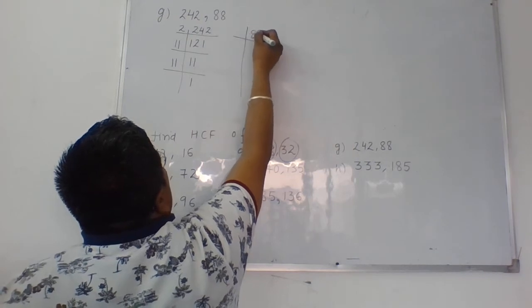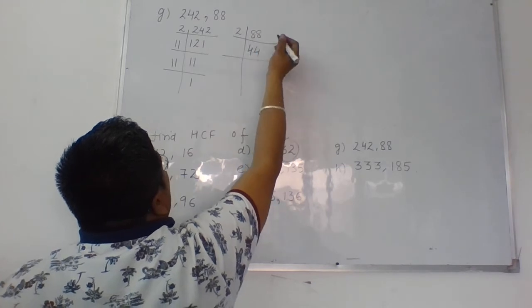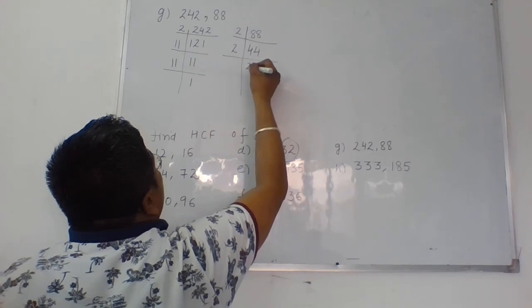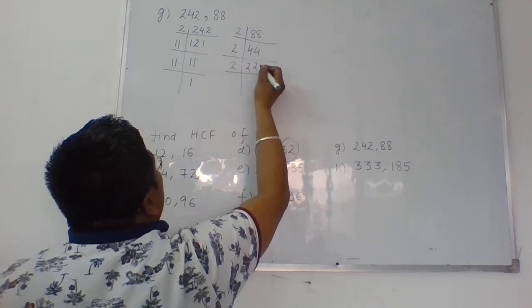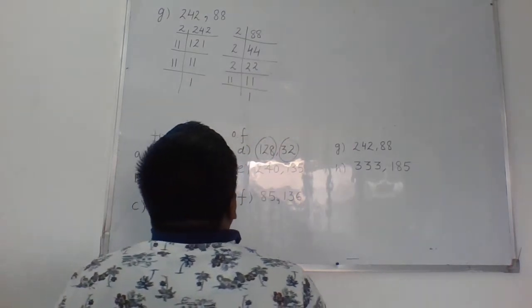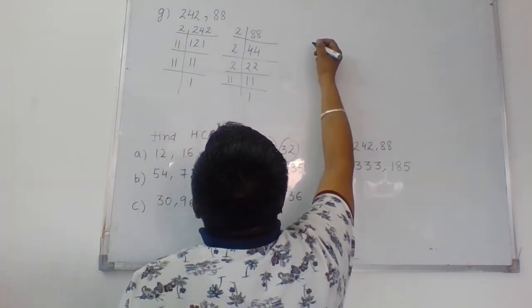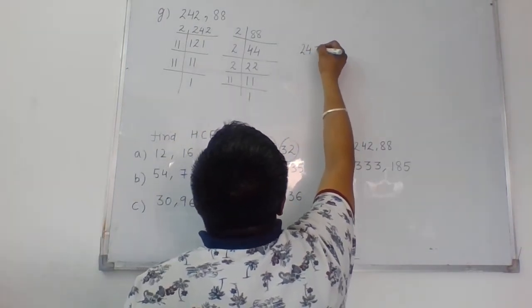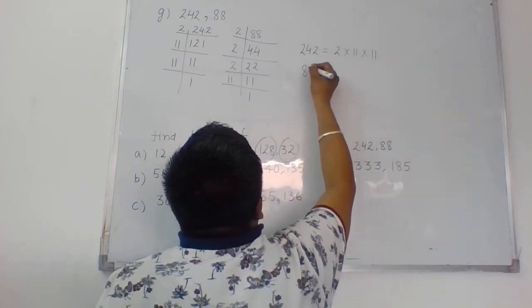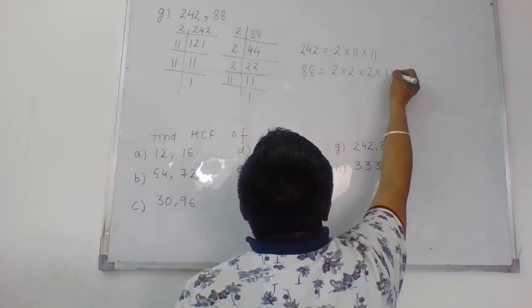So 88, we divide by 2, we get 44. 44 divided by 2, we get 22. Then 22 again divided by 2 gives you 11. 11 is a prime number, so it is divisible by 1 or itself. So writing the prime factors, 242 is 2 multiplied by 11 multiplied by 11. And for 88, it is 2 multiplied by 2 multiplied by 2 multiplied by 11.